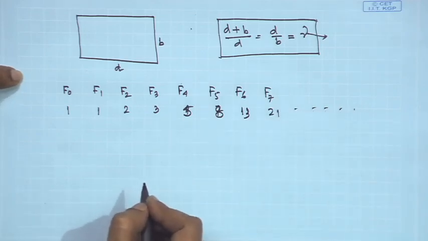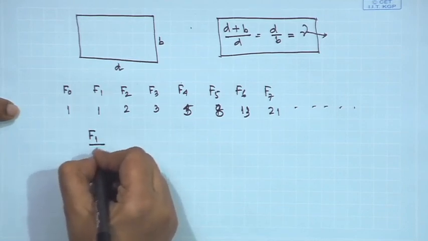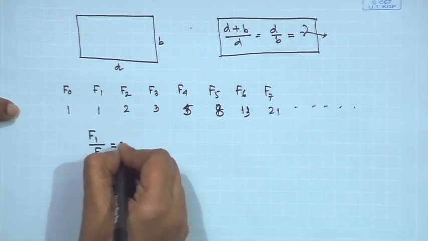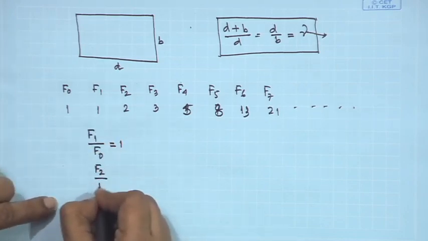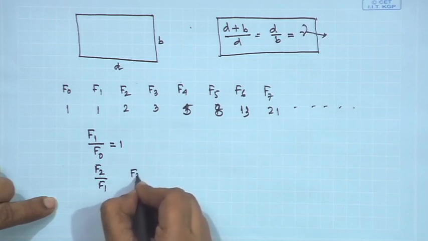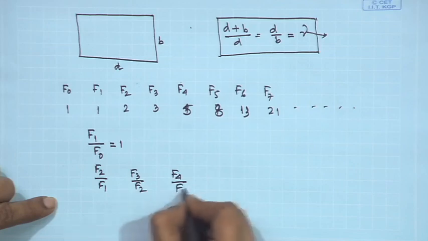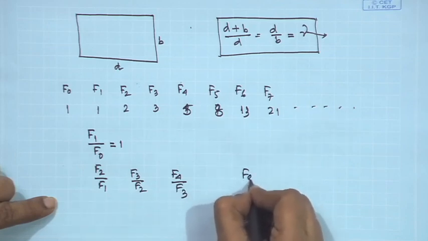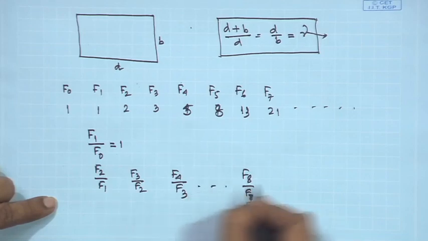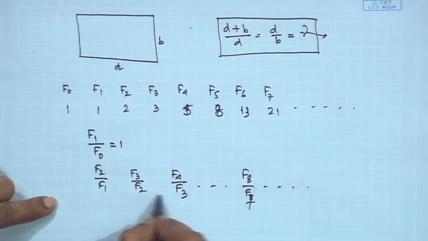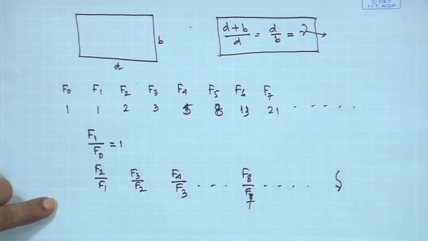If we consider fn by fn minus 1, that is f1 divided by f0, take the ratio of it, this is 1. Take the ratio of f2 by f1, f3 by f2, f4 by f3, and so on. If I proceed in this way, we will see that this ratio will converge to the value of gamma.